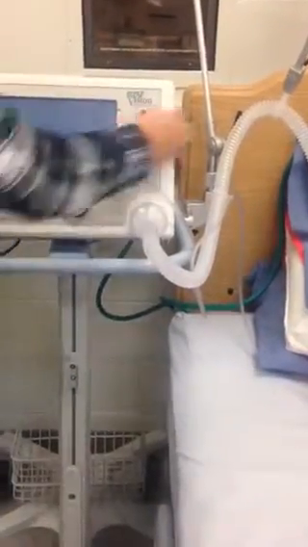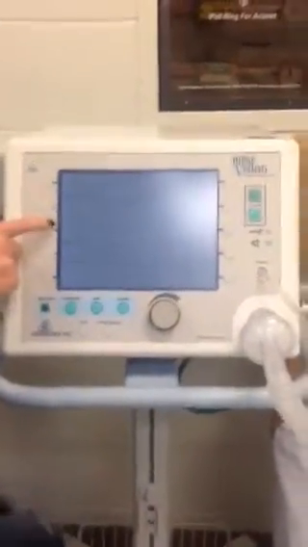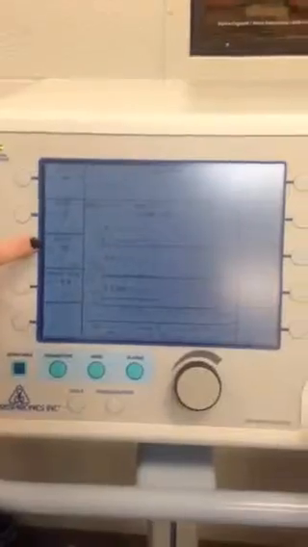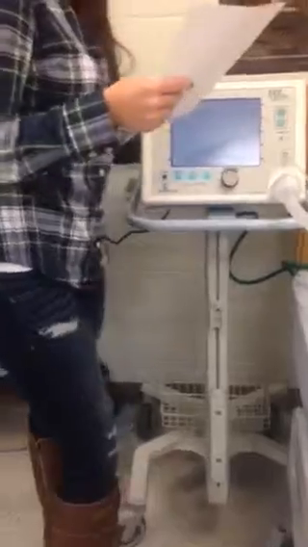And here, this is going to alarm because the patient isn't taking spontaneous breaths. We have IPAP at 10, EPAP at 5, backup rate of 12. We had to set our FiO2 on 21% because we don't have oxygen here in the lab. But this is how you would have set it on Ms. Tubbs. I'm going to put this off.